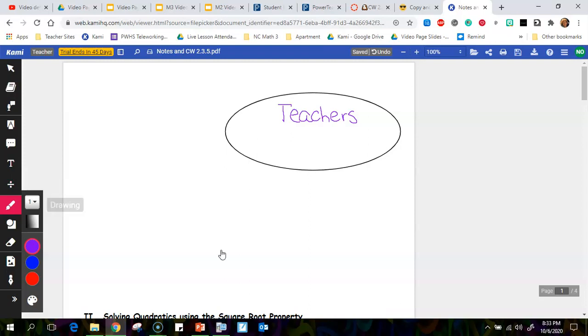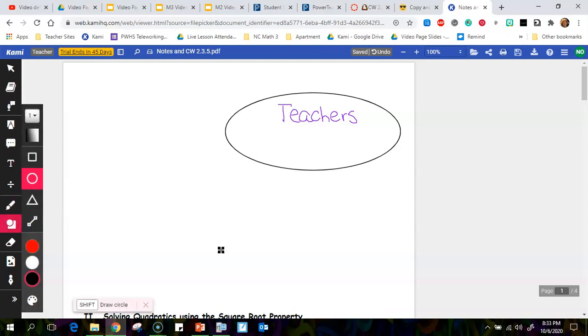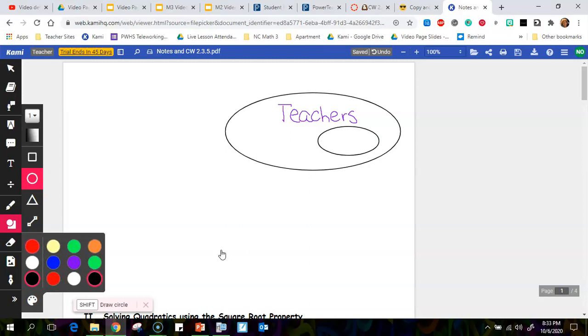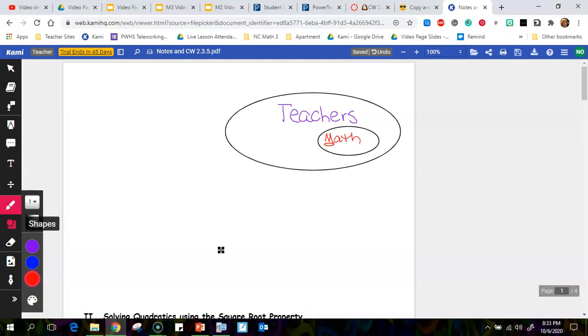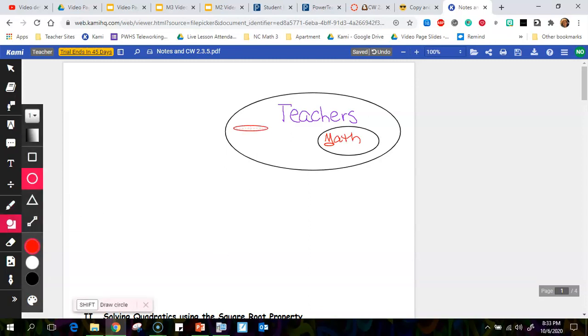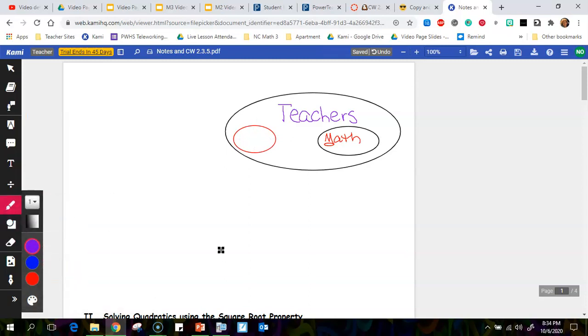But within that set of teachers, you could have math teachers. You could have English teachers. But they're not in the same subject, but they all fit in that group of teachers, right?